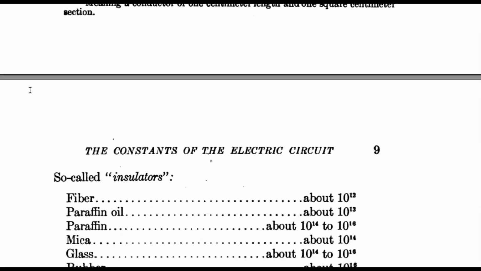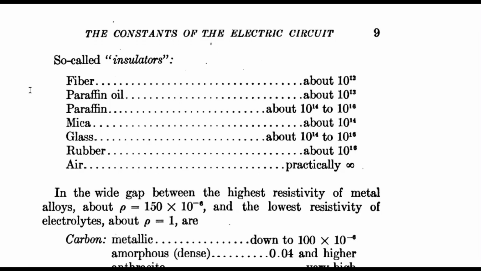So-called insulators have resistivity values as follows. Fiber is approximately 10 to the power of 12. Paraffin oil is approximately 10 to the power of 13. Paraffin ranges from approximately 10 to the power of 14 to 10 to the power of 18. Mica is approximately 10 to the power of 14. Glass ranges from approximately 10 to the power of 14 to 10 to the power of 18. Rubber is approximately 10 to the power of 10. Air is practically infinite in resistivity.